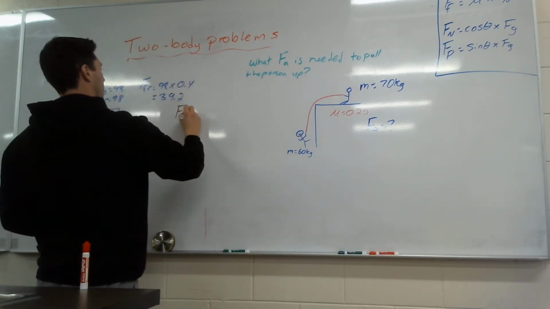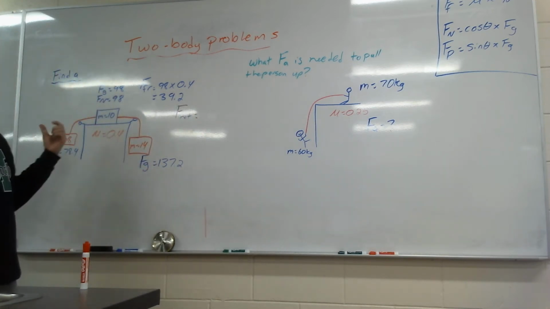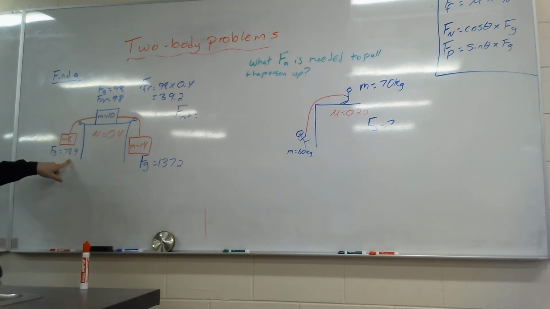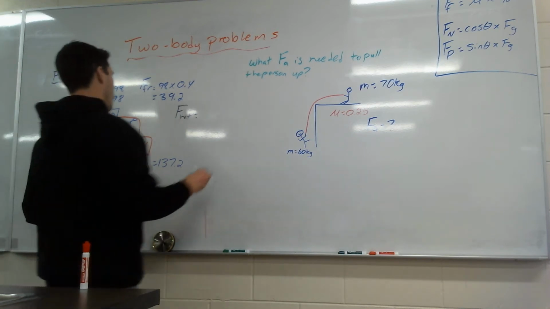Force net is going to be your largest force minus what's opposing it. Well, we have this force that's pulling in the opposite direction. So we're going to go this minus this because they're going opposite directions, as well as minus our friction, because friction is always slowing it down.